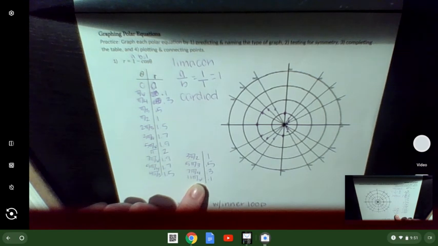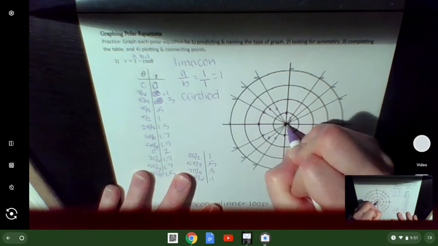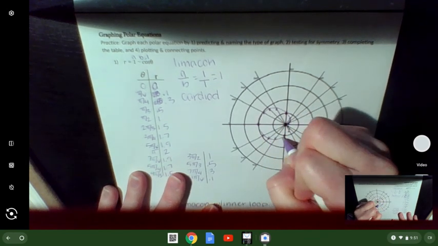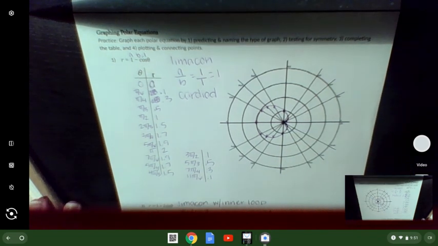Playing the connect the dots with this one probably would be very doable without having predicted, but predicting just makes it all that much easier to verify, yes, we did this correct. And there we go. We have that heart shape or that cardioid.